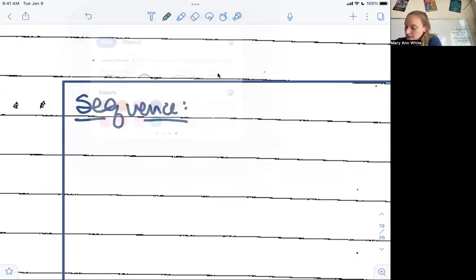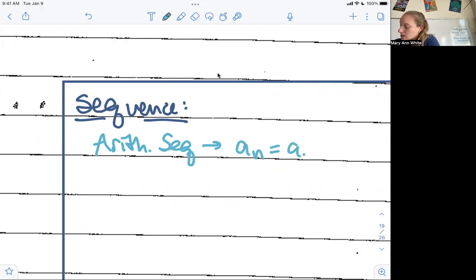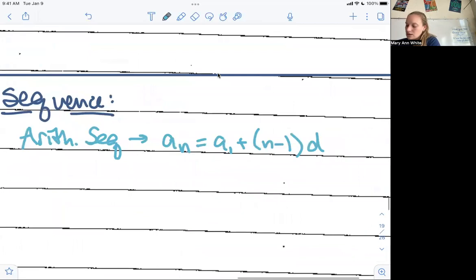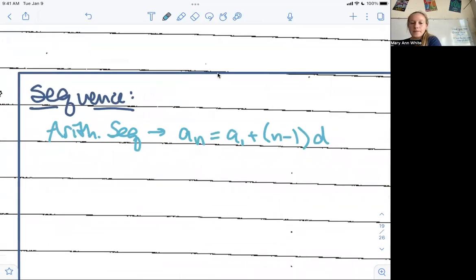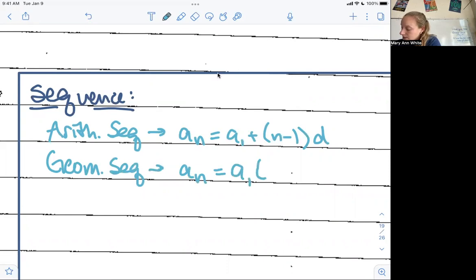So my arithmetic sequence, and we just used this a minute ago, so it should be fresh in your brain. A sub n equals a sub 1 plus n minus 1 times d. And then my geometric sequence, again, we just used: a sub n equals a sub 1 times r raised to the n minus 1. Those should not be new information. That should not be new to you.